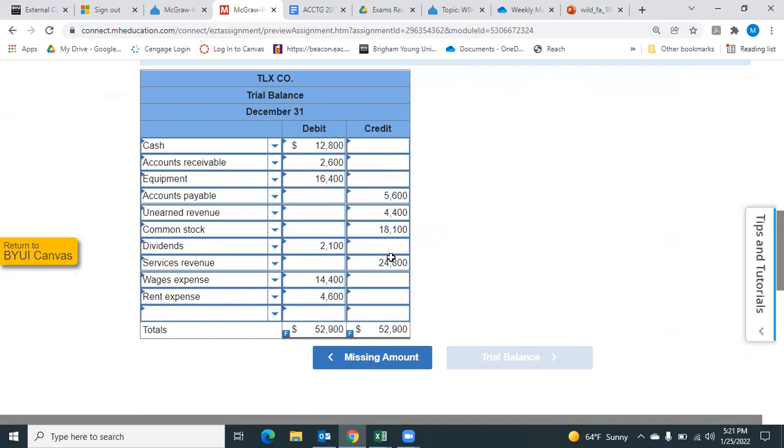And then I would be able to add up this side and see that it adds up to 52,900, and this side would add up to some amount less than 52,900. Then I could just subtract the smaller side from the larger side, and that would be the amount of the equipment that was missing.